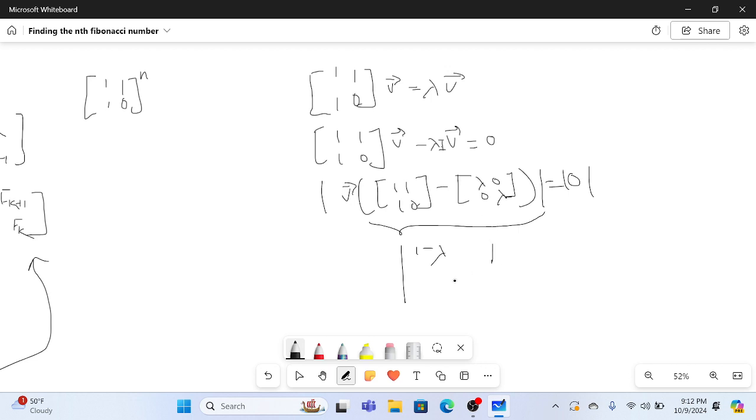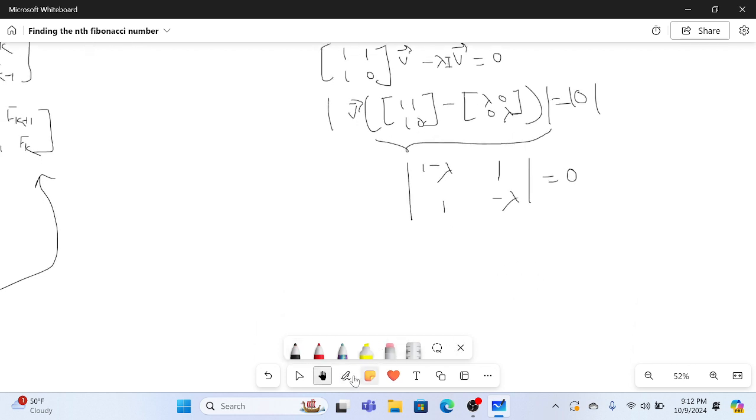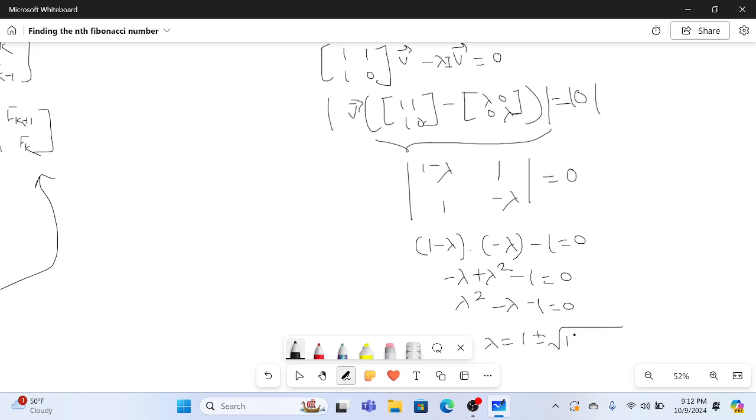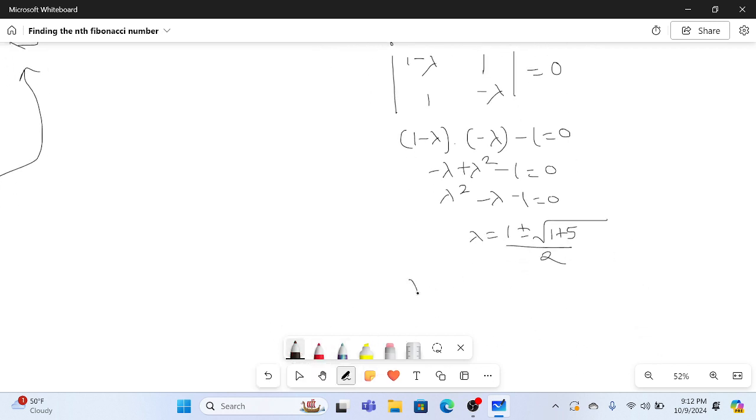Now 1 minus lambda, this should be equal to 0, right? Now we will have 1 minus lambda times minus lambda minus 1 is equal to 0. This will be minus lambda plus lambda square minus 1 is equal to 0. So we will get two values for lambda. Lambda is equal to minus b plus minus square root of b square minus 4ac by 2a. So let's say we get lambda 1 as 1 plus root 5 by 2, the bigger value, and lambda 2 as 1 minus root 5 by 2, the smaller value, right?